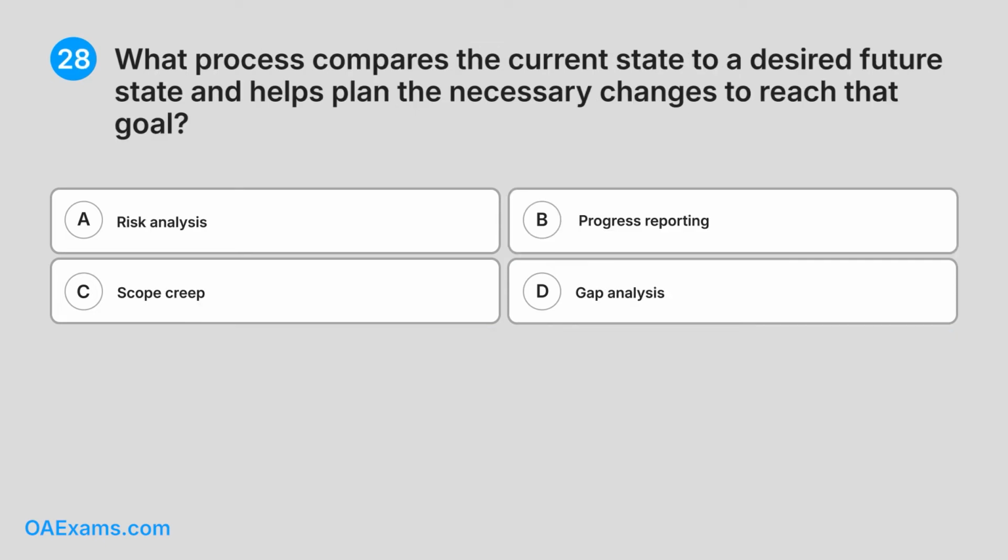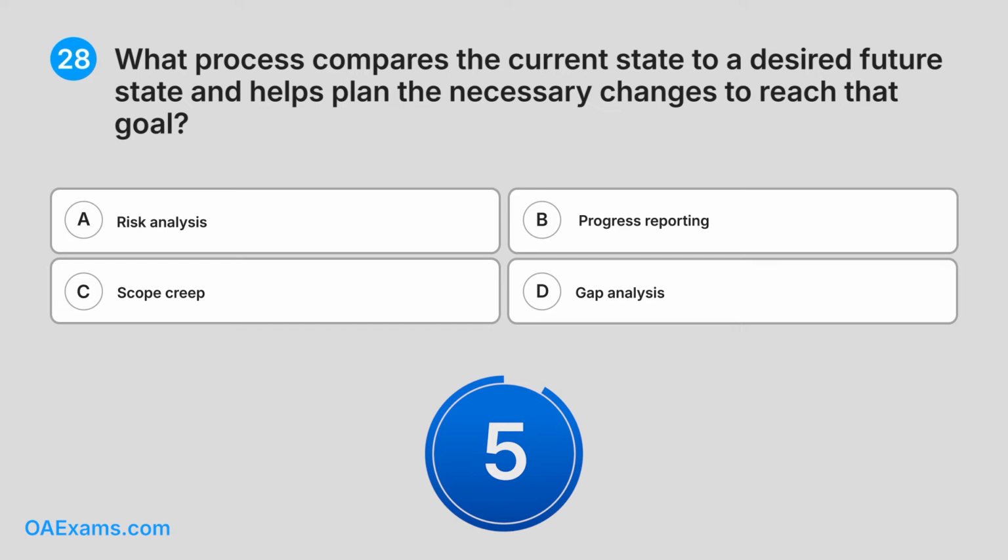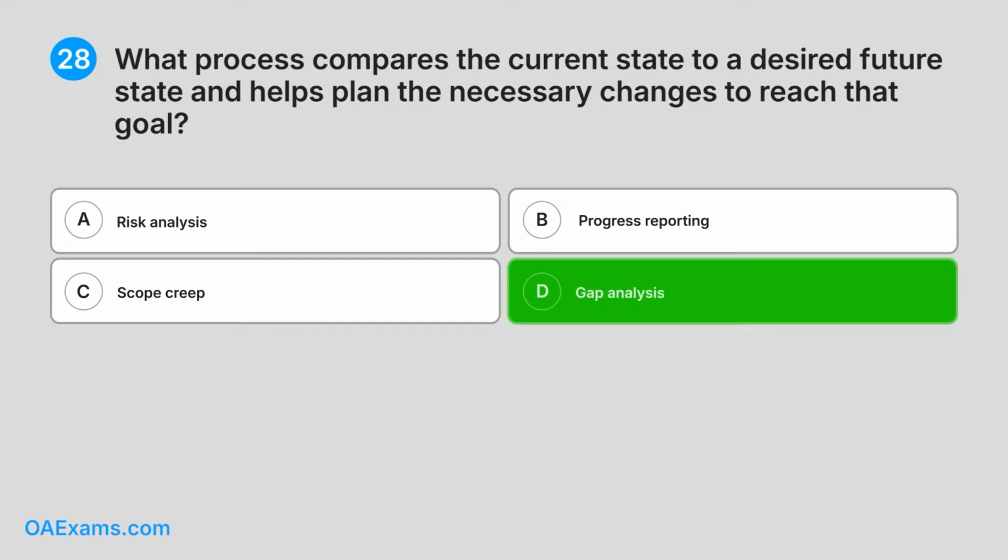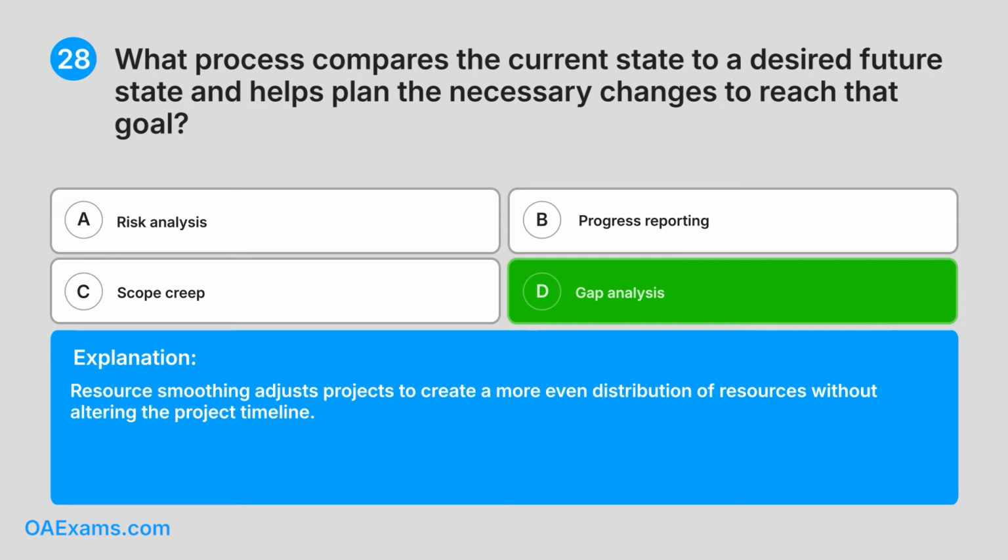28. What process compares the current state to a desired future state and helps plan the necessary changes to reach that goal? A. Risk analysis. B. Progress reporting. C. Scope creep. D. Gap analysis. What do you think is the answer? Correct answer. D. Gap analysis. Explanation. Gap analysis compares the current state with the future desired state and outlines steps to bridge the gap.